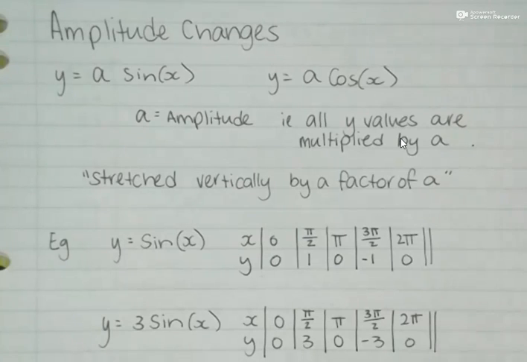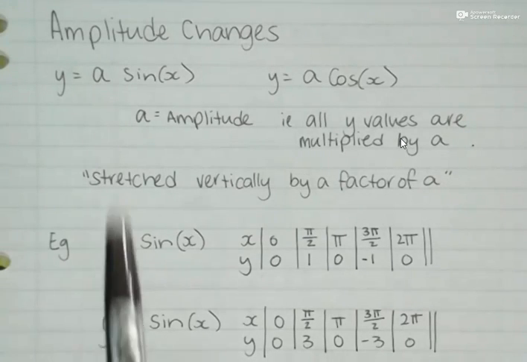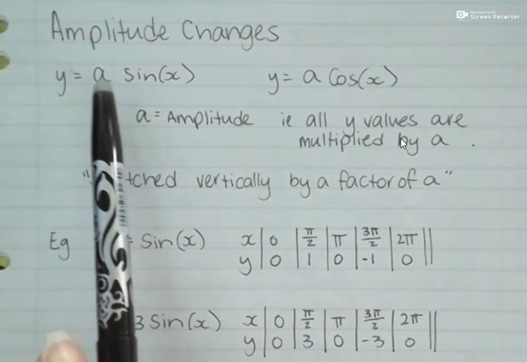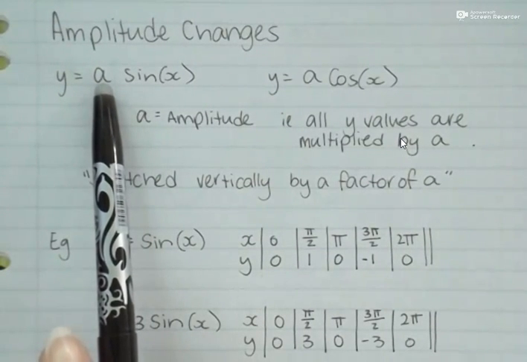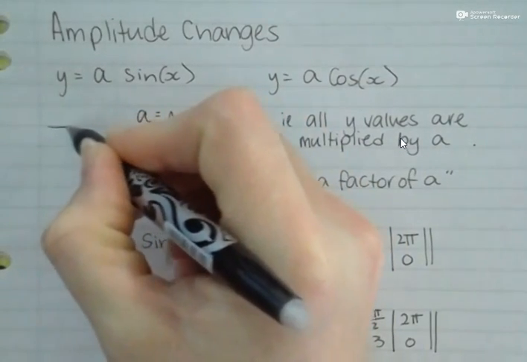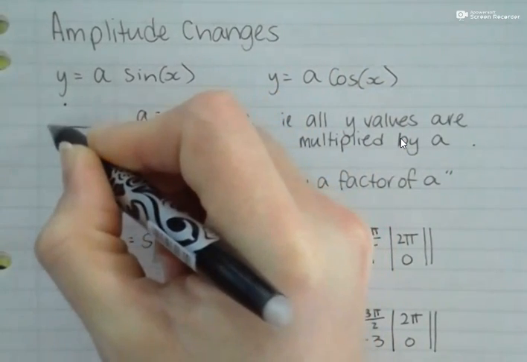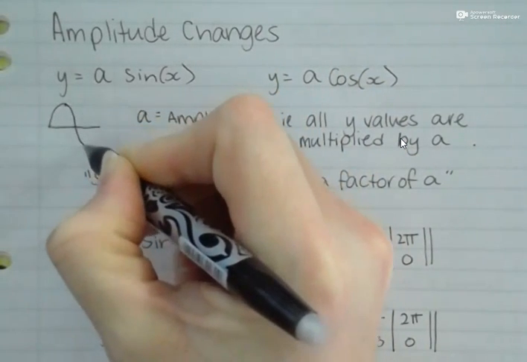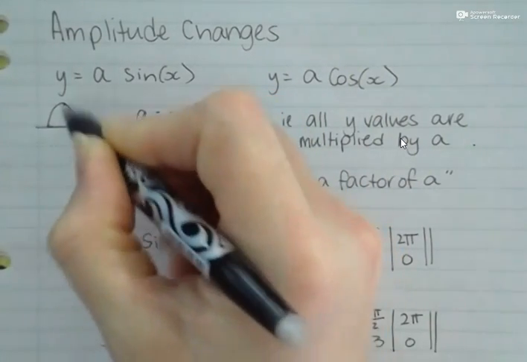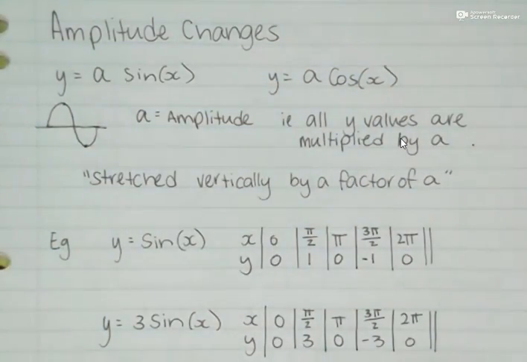Alright, today we're looking at amplitude changes, so we're having a look at what happens if we multiply our trig function by a factor. Now what that does is it changes the amplitude. So remember, your amplitude is the distance between your horizontal axis and your peak, or your horizontal axis and your trough. Okay, it's the distance between the centre of the function to the peak or the trough.